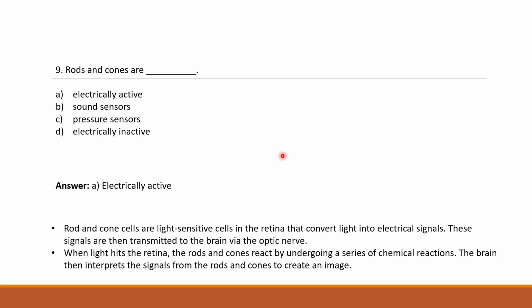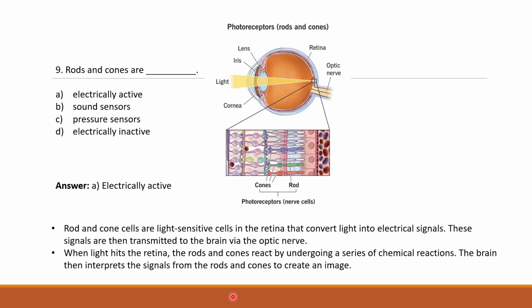And when the light hits the retina, how does this happen? When the light hits the retina, the rods and cones react by undergoing a series of chemical reactions. So this opsin, photopsin, rhodopsin, they have all these chemical reactions going on, and then the brain interprets these signals from the rods and cones to create an image. This chemical reaction is then converted to electrical signals. Electrical signals reach your brain, which will then create an image.